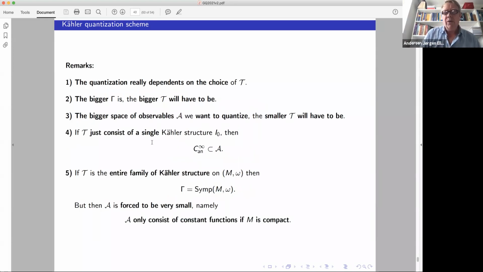And so what I want to emphasize here is that the whole quantization scheme really depends on the choice of T. And the bigger symmetry group you have, the bigger T you are forced to take. But the bigger the space of observables you want, the smaller T you should choose. So for example, if you choose T to be just one single Kähler structure, then you can quantize all real analytic functions, certainly, and possibly some more. But if you choose T to be the entire family of Kähler structures, I actually conjecture the only functions you can quantize are the constant functions. So there's a trade-off in how big a T you want.